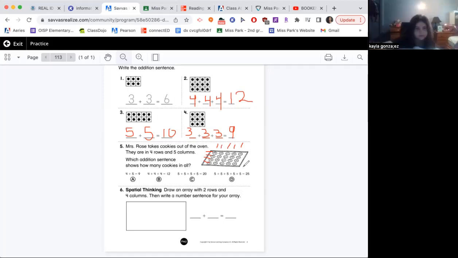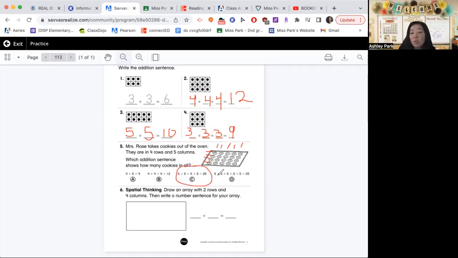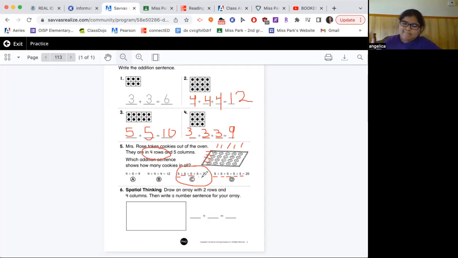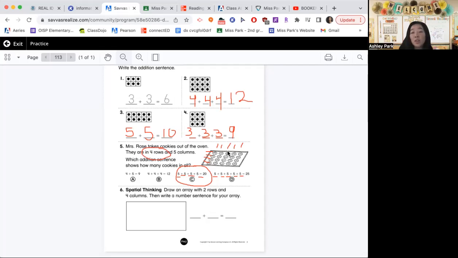So which one is correct? C. D. Ooh, D has too many rows. D has 1, 2, 3, 4, 5, but we only want 4 rows. So the only one that has 4 rows is C. 1, 2, 3, 4. If you also counted the cookies, you would see that there are 20 cookies. 1, 2, 3, 4, 5, and so on up to 20.